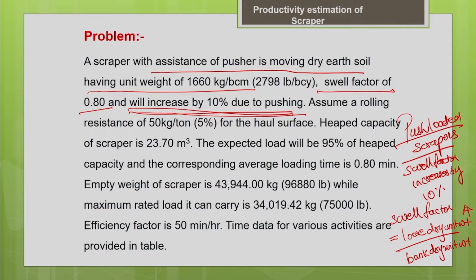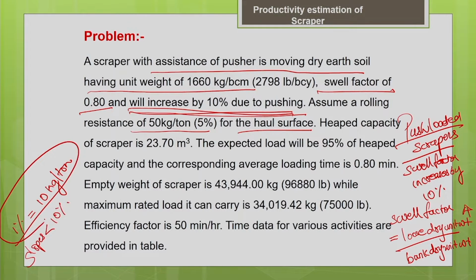Now assume a rolling resistance of 50 kg per ton. For this particular haul route, the rolling resistance is 50 kg per ton. If you want to convert it into equivalent gradient, you know that 1% of gradient is equal to 10 kg per ton. This is a conversion factor which we discussed earlier, and it is valid for slopes less than 10%. So 50 kg per ton is going to be 5%.